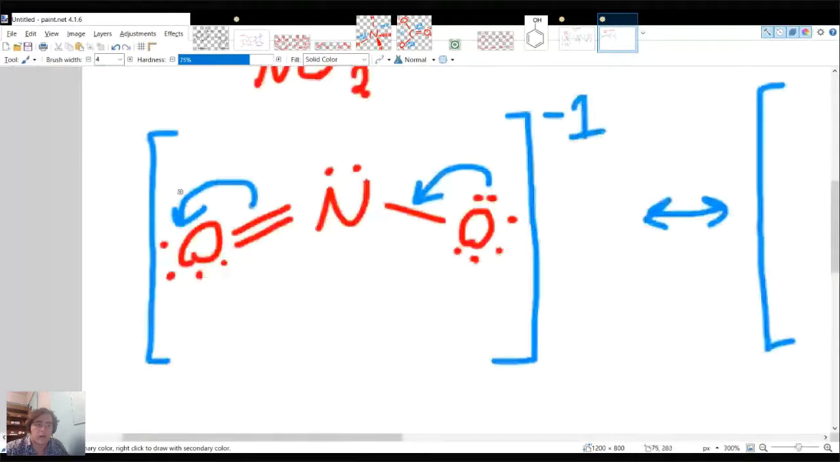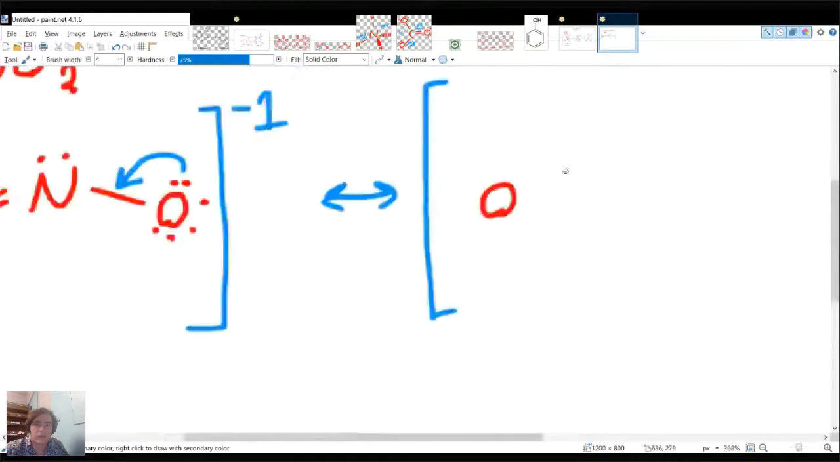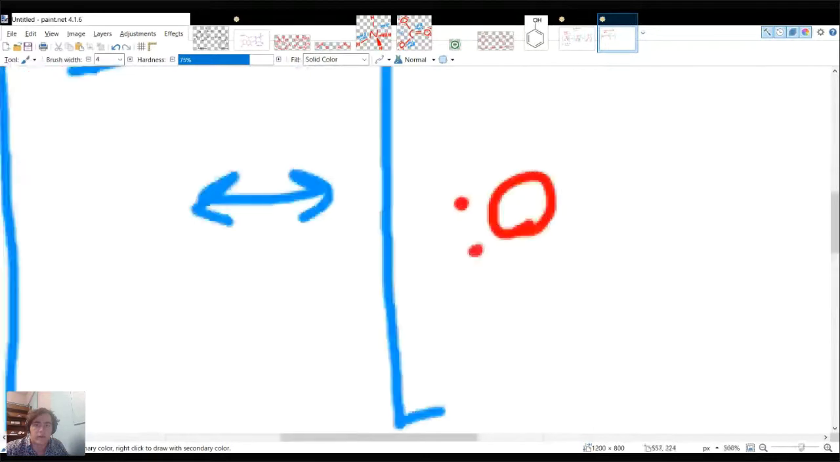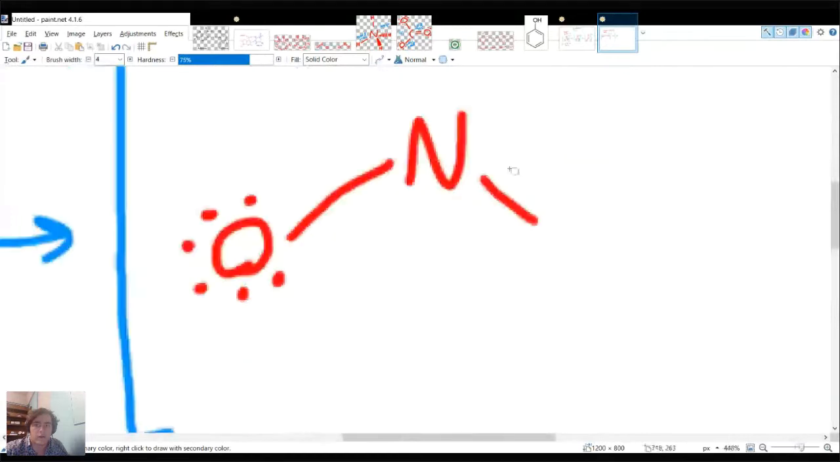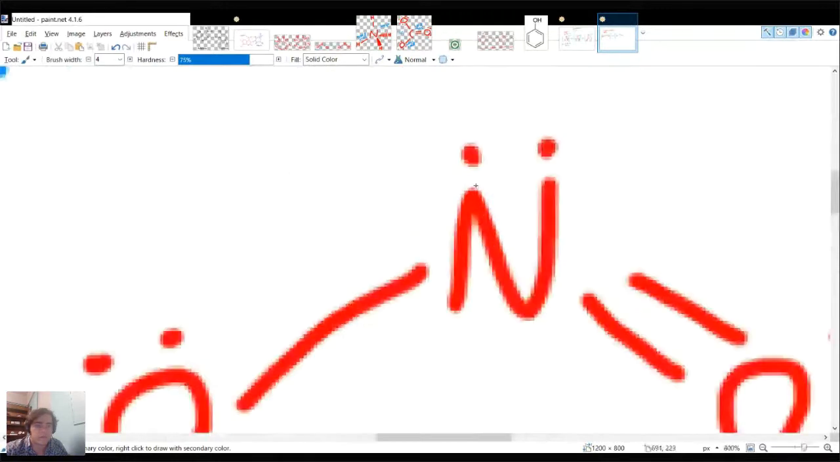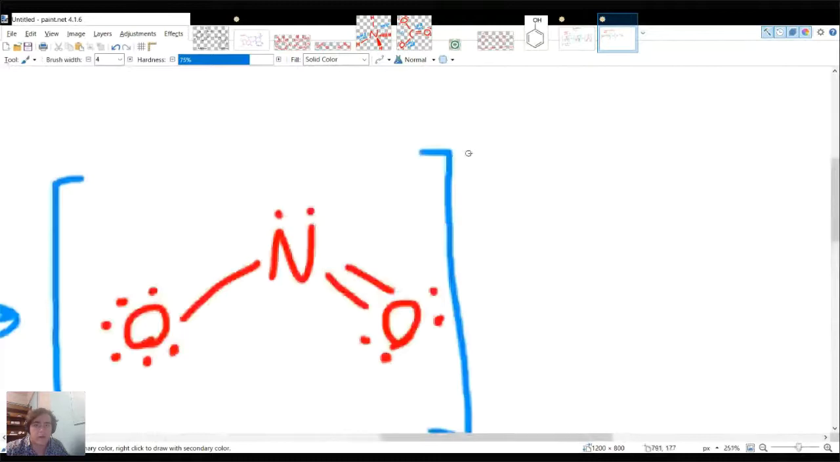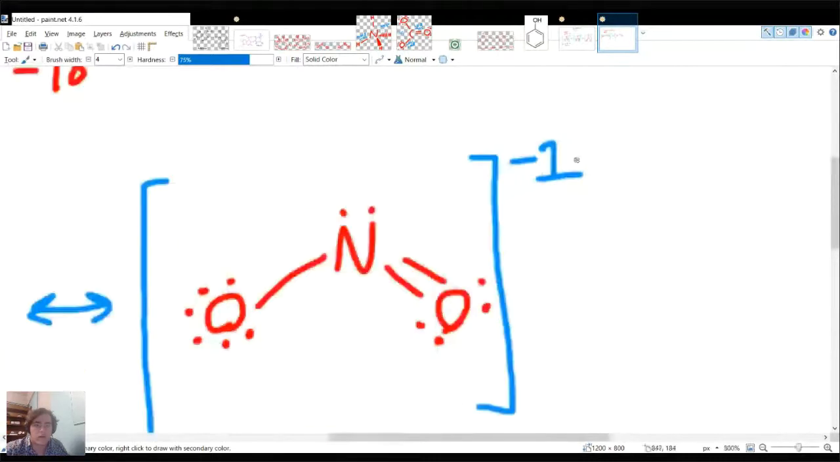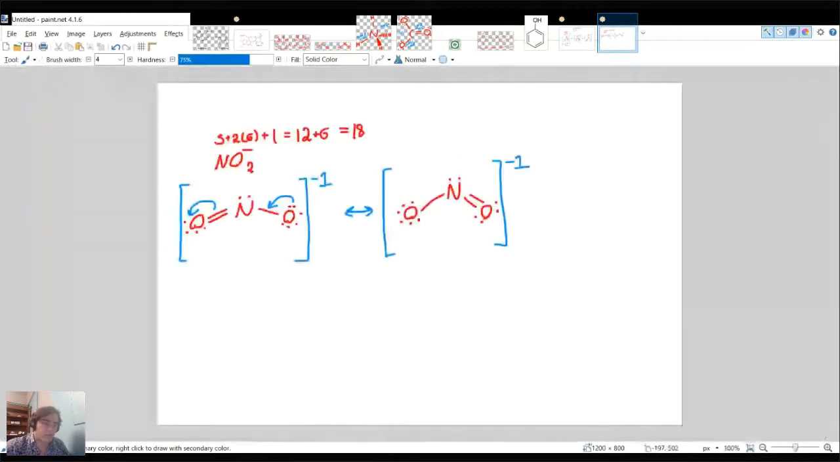And now we have oxygen with 3 lone pairs, singly bonded to a nitrogen, and then this oxygen now is a double bond, 2 lone pairs, and a lone pair on the nitrogen, with -1. So it's a -1 formal charge, or a -1 total charge.